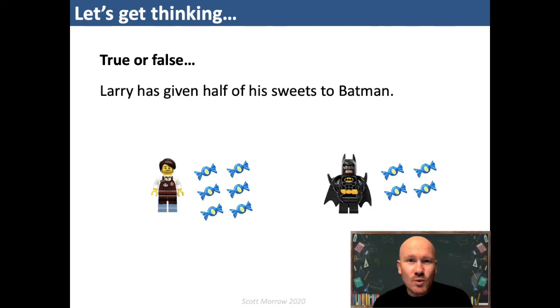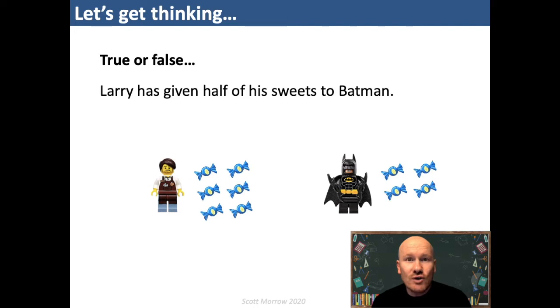If you remember last week when we were making fractions, those fractions had to be equal parts. So when we're making halves, there has to be two equal parts. Now that's going to apply when we're looking at amounts like we are here too. So to begin with, Larry had 10 sweets. He's only given 4 sweets to Batman and he's kept 6 for himself. Has he shared those sweets equally? No, he's not. So here it would be false. He's not given half of his sweets to Batman.